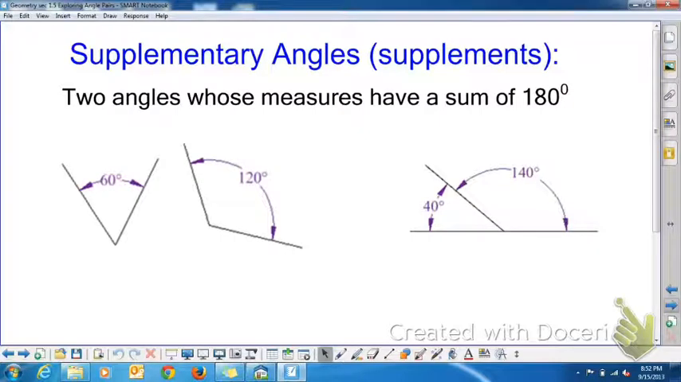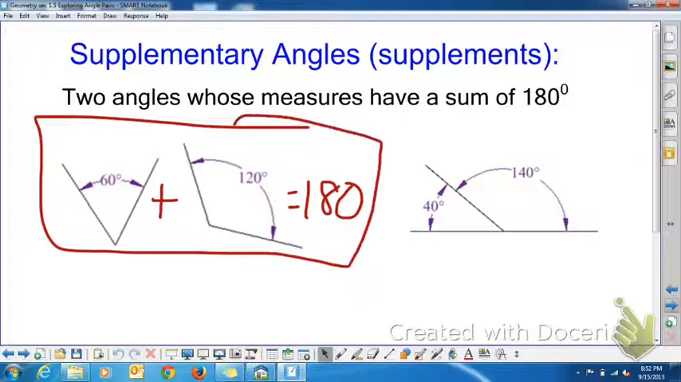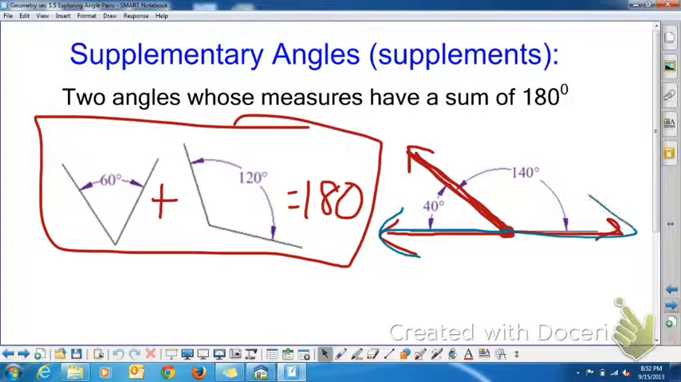Next, we have supplementary angles. Two angles whose measures have a sum of 180 degrees are supplements of each other. This first pair is non-adjacent, but when I add them together, they have a sum of 180 degrees. The second pair is adjacent because they share a common vertex and a common side, and therefore they are an adjacent pair of supplementary angles. These are actually called a linear pair of supplementary angles because their opposite rays form a straight line.